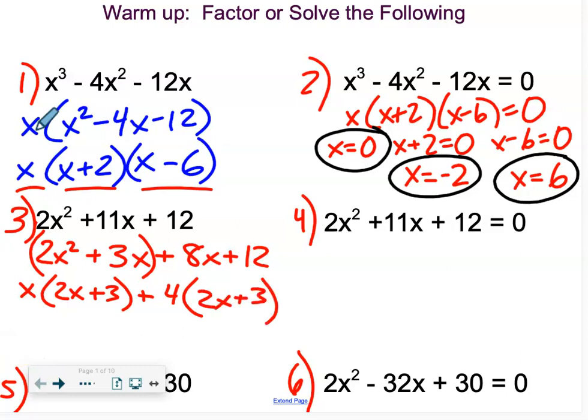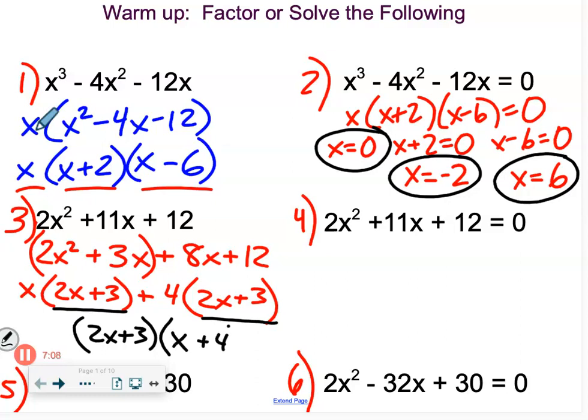Now, let's look at what's left. We have two terms. You guys know terms are things separated by a plus or a minus. We have two terms. There's a GCF in these two terms. It's 2x plus 3. I'm going to pull it out front. If I divide this term by 2x plus 3, I'm left with x. If I divide this term by 2x plus 3, I'm left with plus 4. And there's my factors.